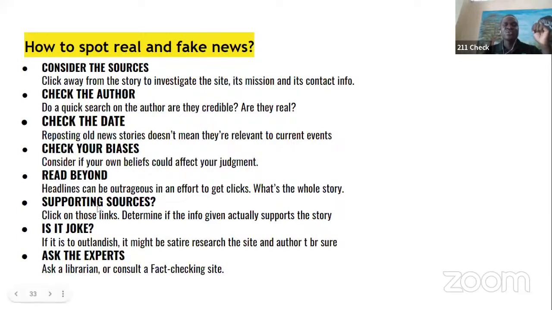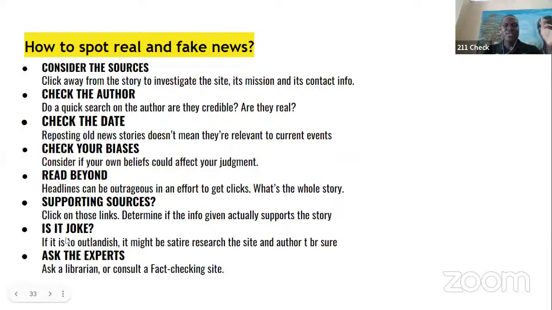And then you check the supporting sources. Click those links and determine if the information given actually supports the story. So sometimes, go and see what the sources are. Who did they quote? Did they quote the minister? Did they quote a report? If they quote the report, is there a link to the report? So you should be able to see that the sources are relevant to the particular news story.